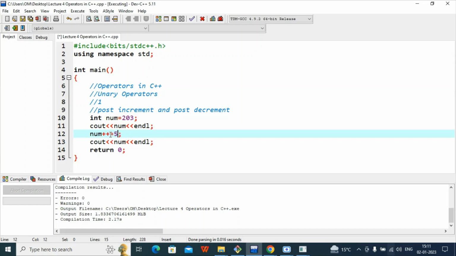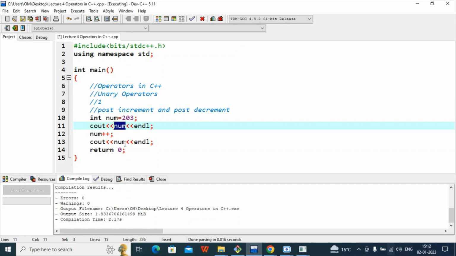If you use num plus equals 5, then it will have two operands, num and 5. That's why it will become binary. But here you are using the category of unary operators, so you just have to use plus plus, right? This is your post increment operator. Initially we took 203 and after doing num plus plus it became 204.